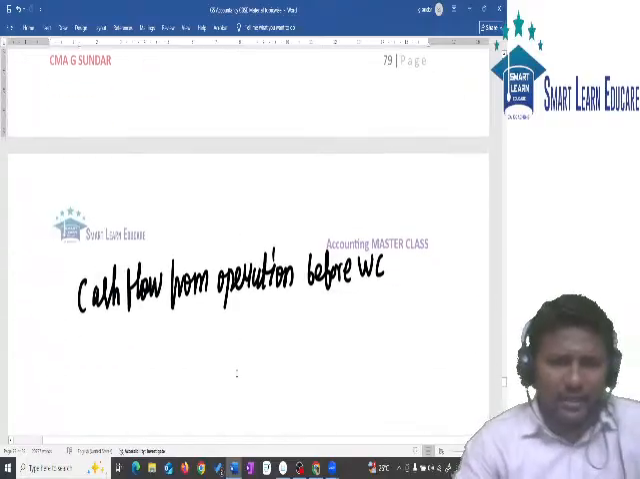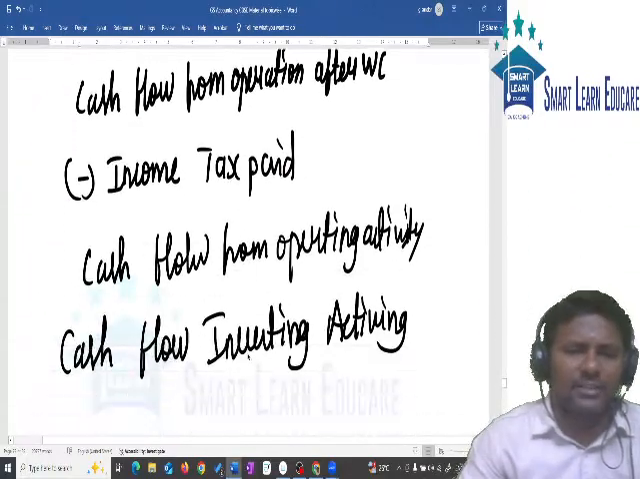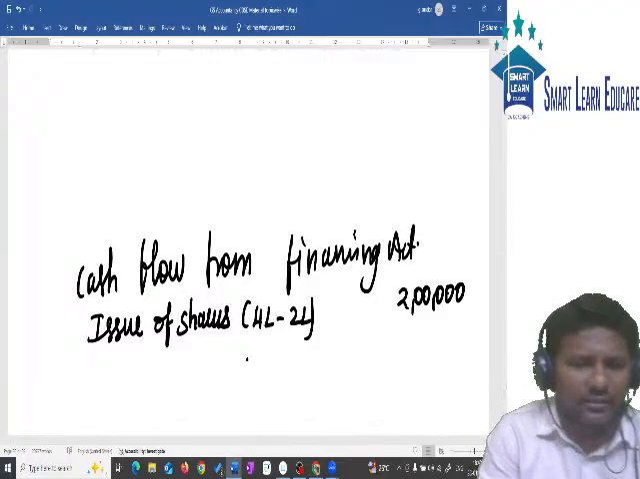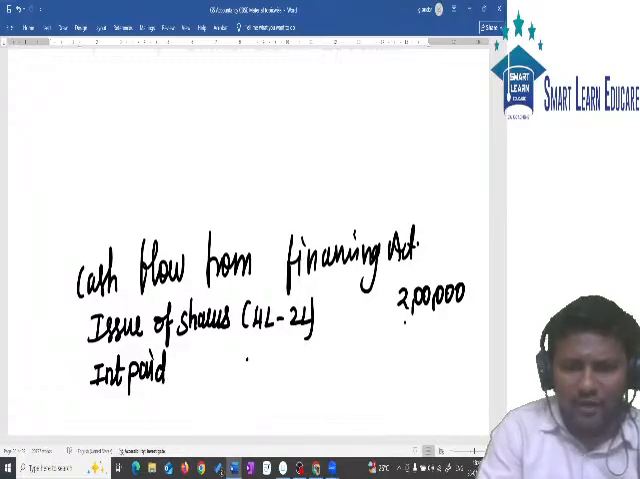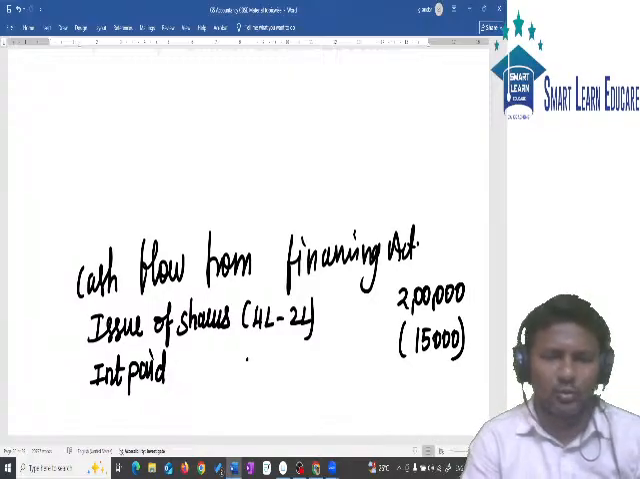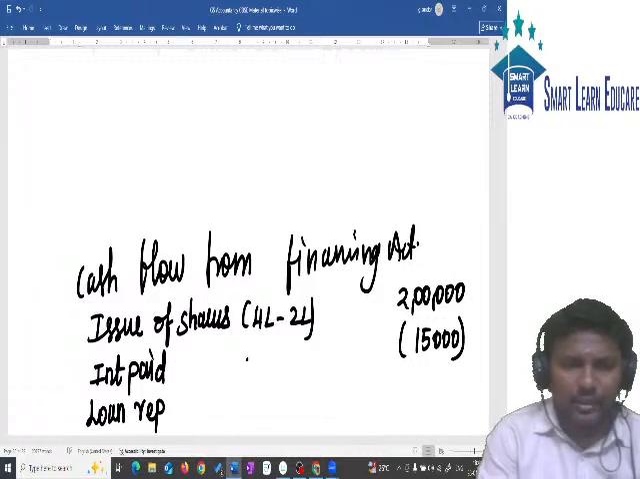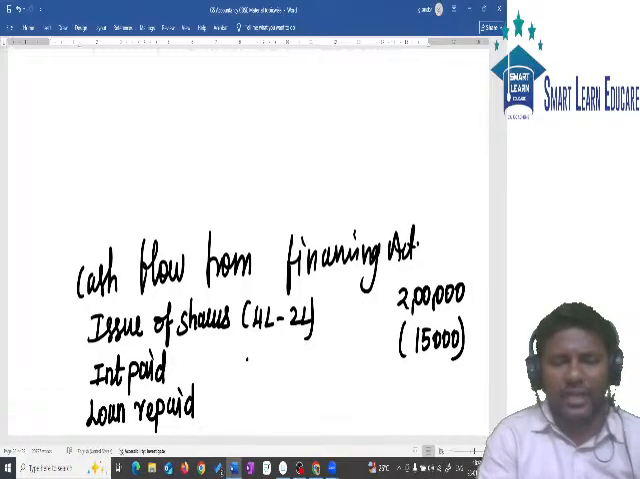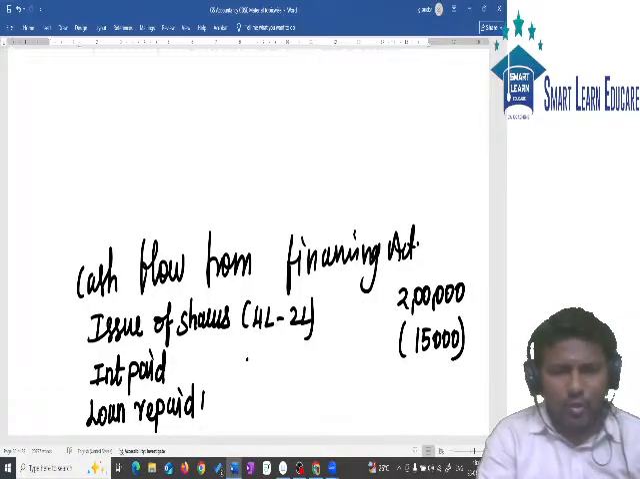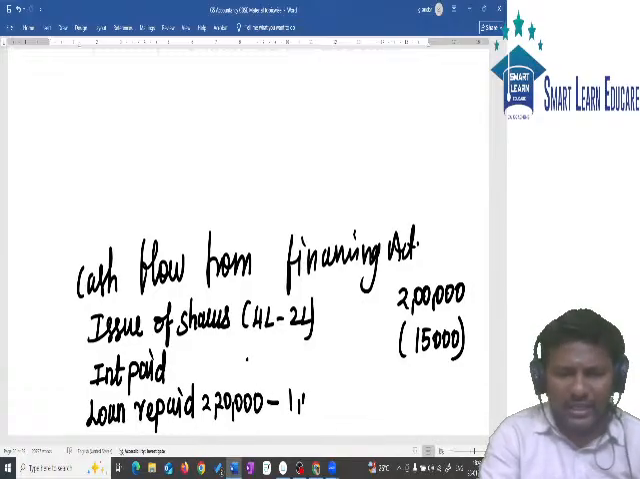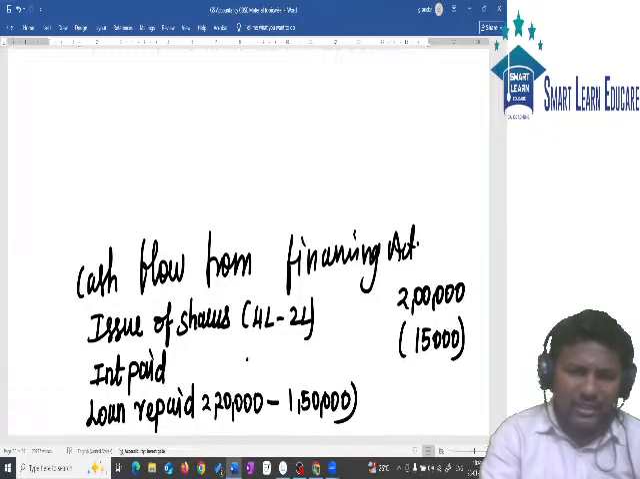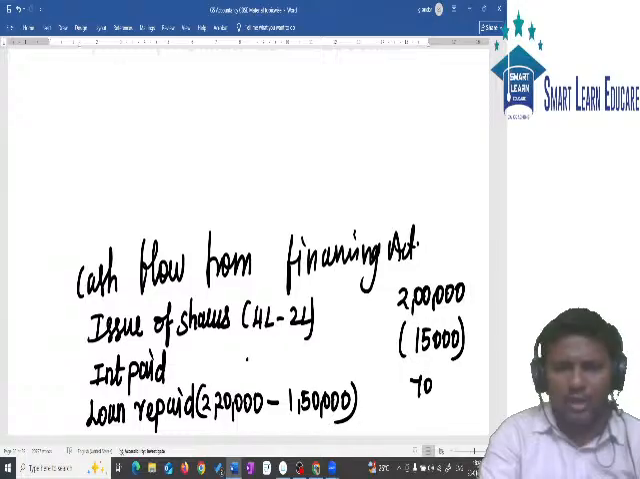Then interest paid will come in which place? Interest paid will come in financing activity, less interest paid. Interest paid is an outflow of cash, it is 15,000. Not only this, loan repaid. Loan repaid is also an outflow of cash. How much is loan repaid? 2,20,000 opening balance minus closing balance 1,50,000 will give you 70,000.